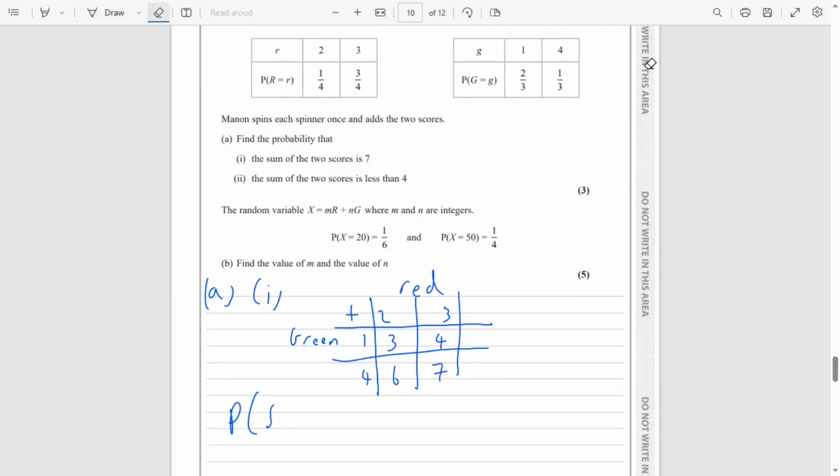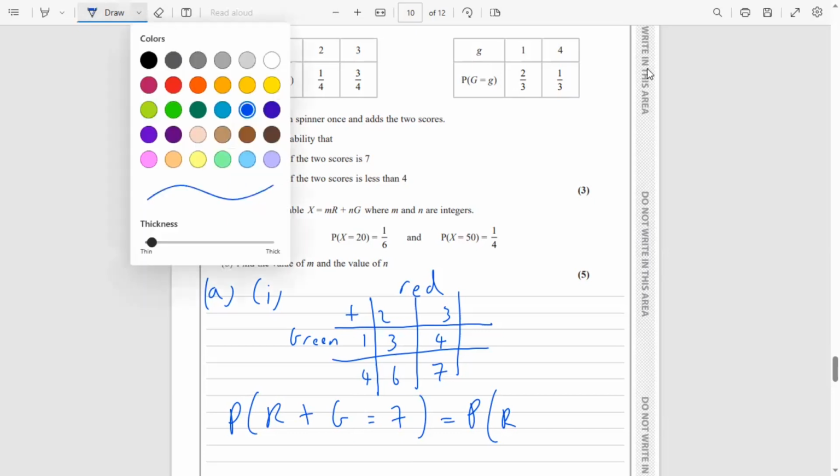So essentially, one way we could write this, instead of just writing this in words, we could say we want to find the probability that R, the red random variable, plus G, the green random variable, is equal to 7. So you want to find the probability that the sum of the R variable and the G variable is equal to 7. And that's the same as the probability of the red spinner being equal to 3, because to get a sum equal to 7, we need to get 3 on the red spinner and 4 on the green spinner.